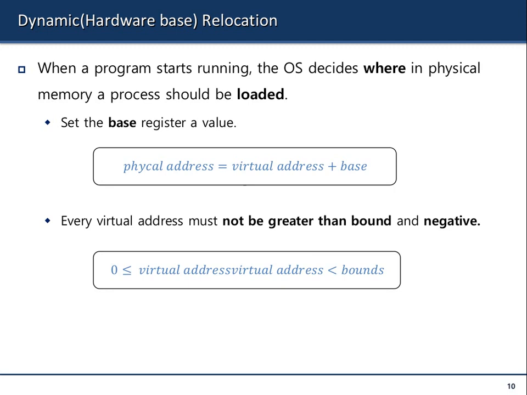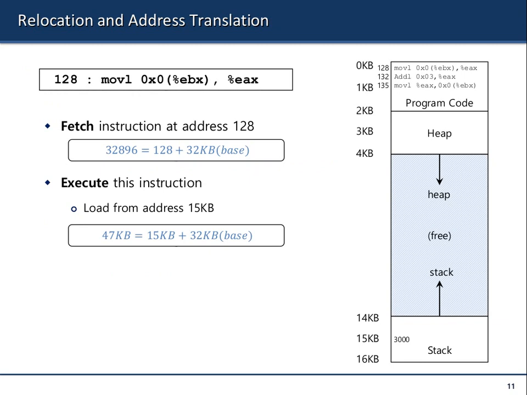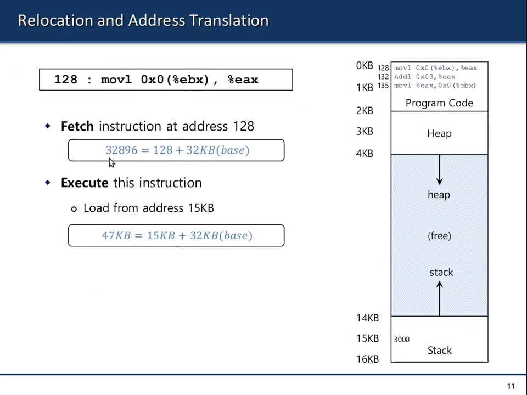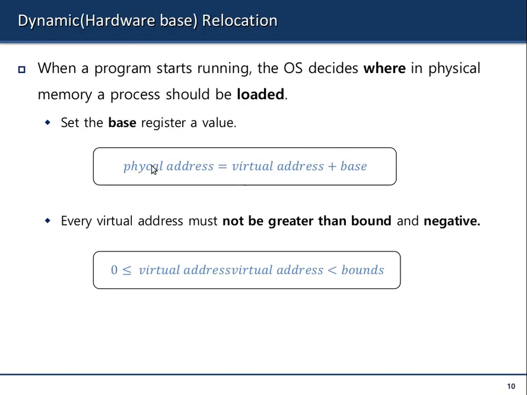Usually, you have a memory. We have the component called memory management unit that does that, the translation. So, here's an example. Okay? So, ito yung virtual memory address niya. Is the virtual memory address 128 virtual address, okay? Kailangan niyang i-fetch tong instruction na to. Saan? Sa instruction memory, okay? So, first instruction at address 128. Paano gagawin 'yan? Okay? So, 32 KB, 'yun yung base address, 'yun yung nandito sa base register, okay? Plus 128. Okay? So, ibig sabihin 32896. So, 'yun yung physical address niya. Okay? Nagawa nyo? Ito yung physical address niya.